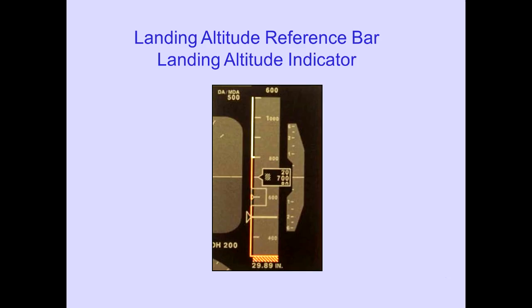The landing altitude reference bar displays a white bar from 1,000 feet to 500 feet above landing altitude, and an amber bar from 500 feet above to landing altitude. The landing altitude indicator displays an amber hatch mark at the landing altitude.